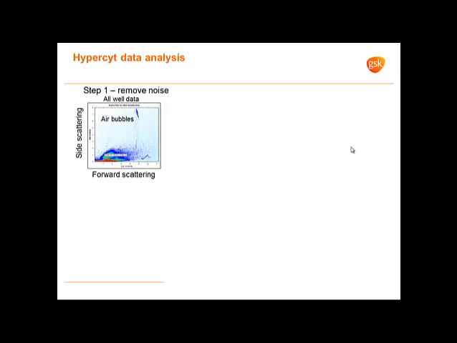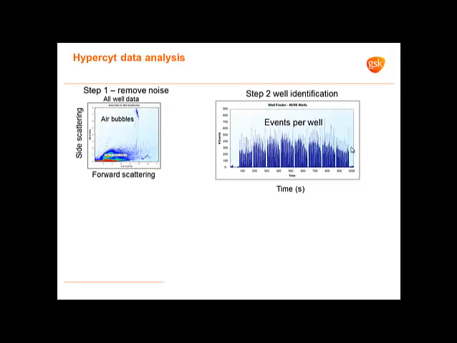HyperCyt data analysis also differs from a conventional flow cytometer. To start off, the system now thinks it's analyzing just one big sample instead of, say, 96 separate samples. So you have to do 2 things. The first thing you have to do is remove the noise, or remove air bubbles, and the flow cytometry, or the HyperCyt software, allows you to do this. Once you do that, you can identify your wells, and here you can see all 96 wells.